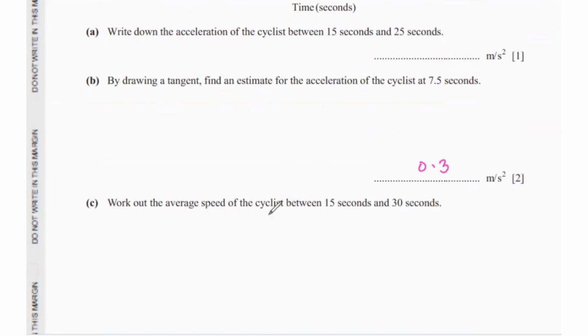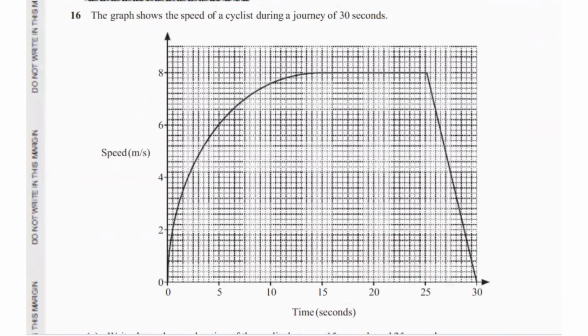Then work out the average speed of the cyclist between 15 seconds and 30 seconds. So for the average speed, what we need is the total distance and the total time. So between 15 and 30 seconds, this is our focus area. So we need the distance for this time period and we need the time for this time period to find the average speed. So for the distance, in a speed time graph, your distance is your area under the graph. So we need to find this shaded area.